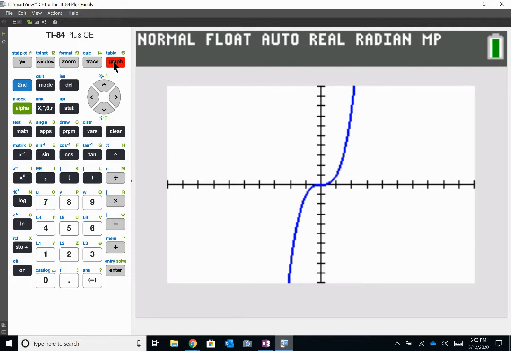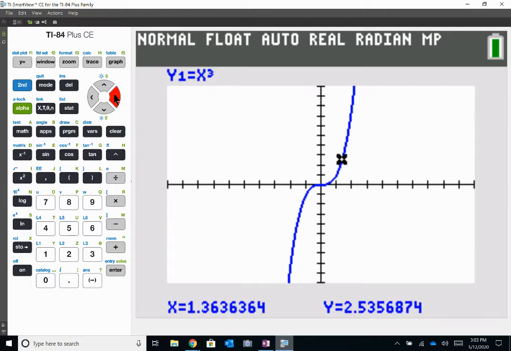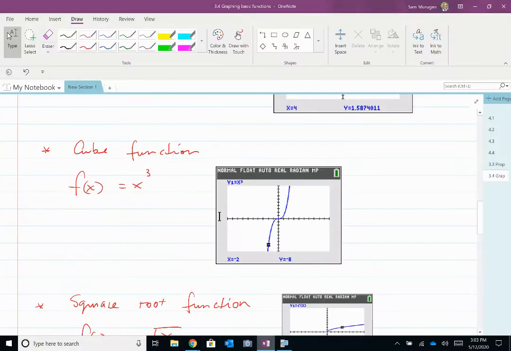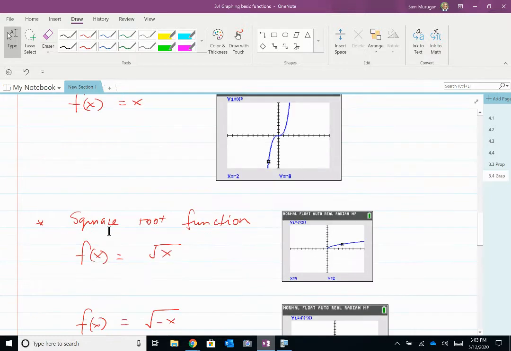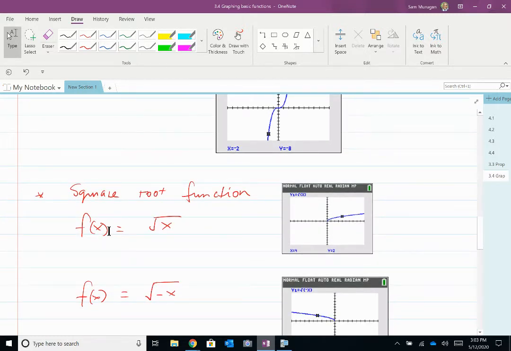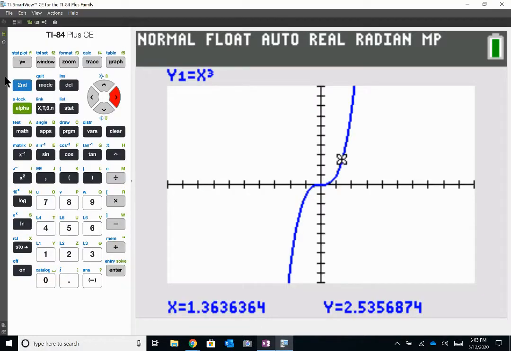and it's upright, and you can do a trace along it to see values related to x and y. When x is equal to 1.3, y is equal to 2.54, and so on. Okay? The goal is that if you see a cube function, you should recognize it on demand.